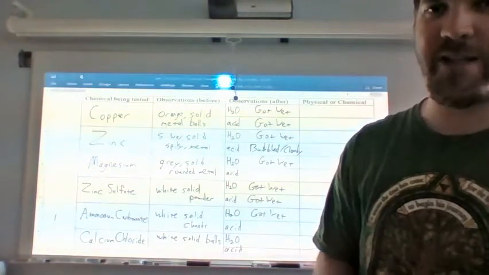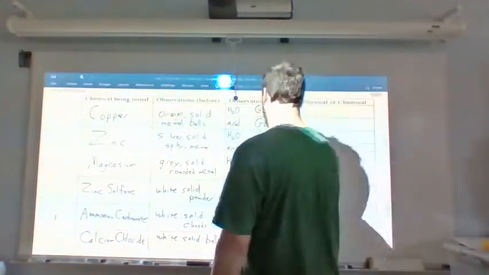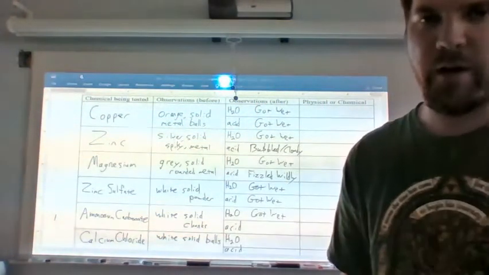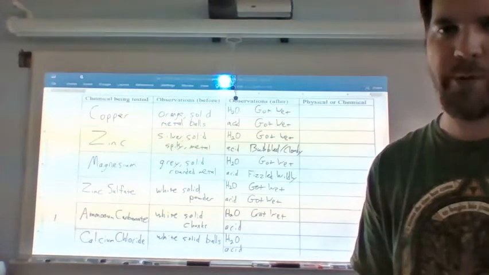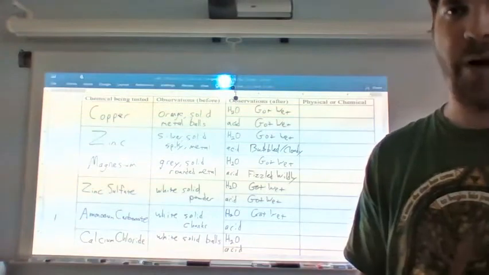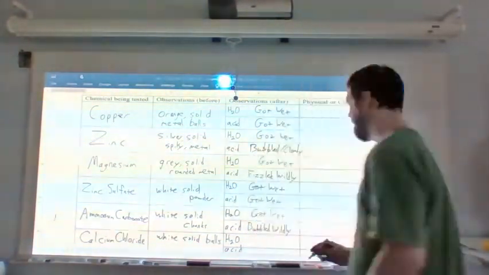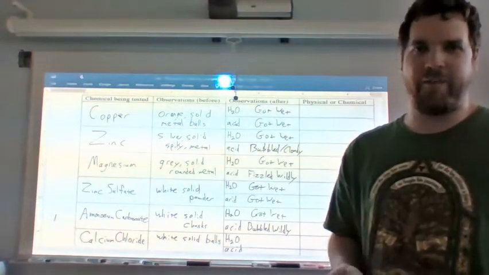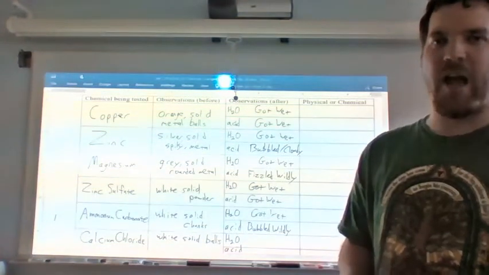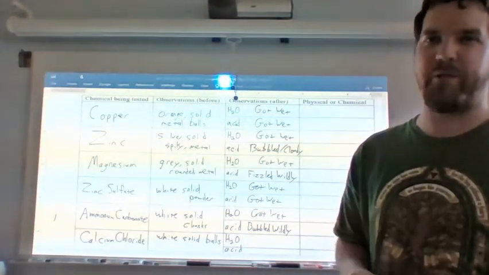Now what I wrote down is that magnesium with the acid fizzled wildly. Next we have ammonium carbonate with the acid. And I also have bubbled wildly there. And for the last 2, calcium chloride with water and acid, I had that they slightly bubbled. It was hard to see, but it was easier for me to see in person.